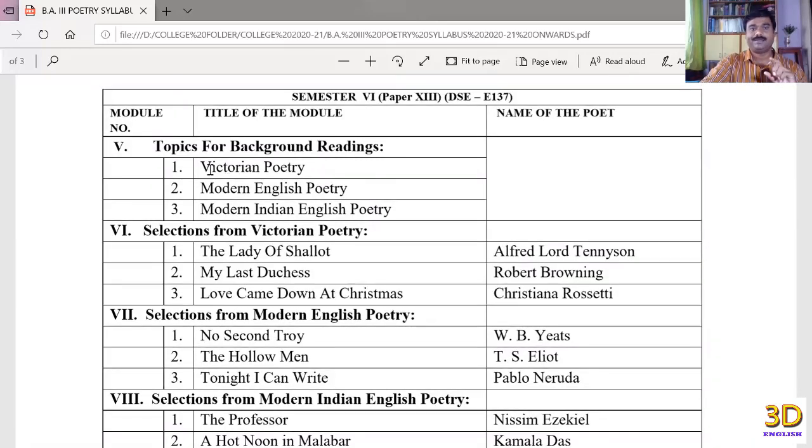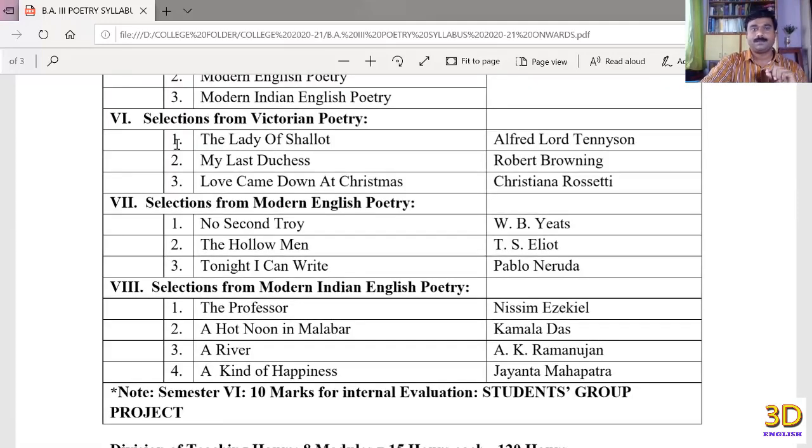You can see three historical topics once again: Victorian poetry, then modern English poetry, modern Indian English poetry. Yes, so Indian poets are also there who have composed beautiful poems, and we are going to learn them. Next, selection from Victorian poetry. From the Victorian era, there are three poems. Number one, Alfred Lord Tennyson's The Lady of Shalott, a beautiful poem. Robert Browning's My Last Duchess, and Christina Rossetti's Love Came Down at Christmas.